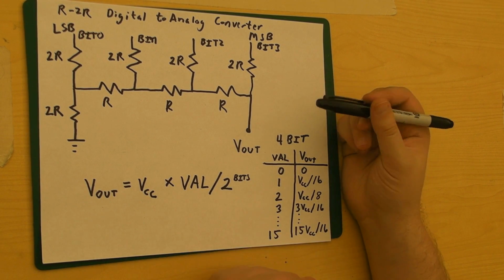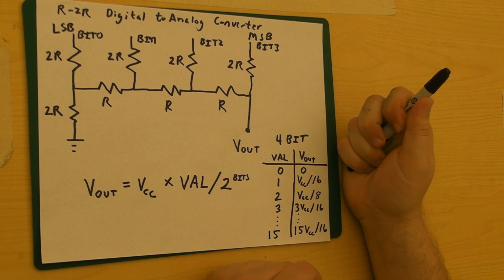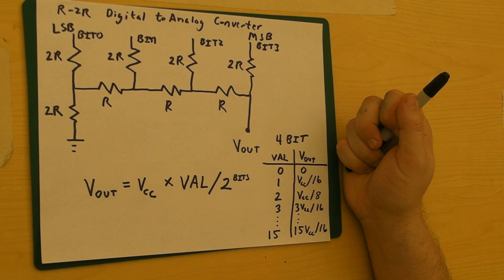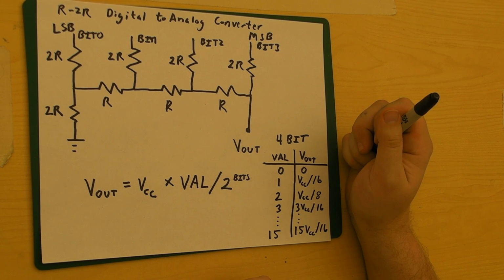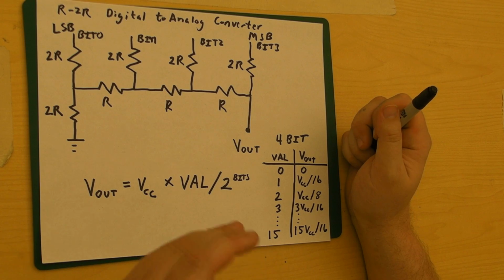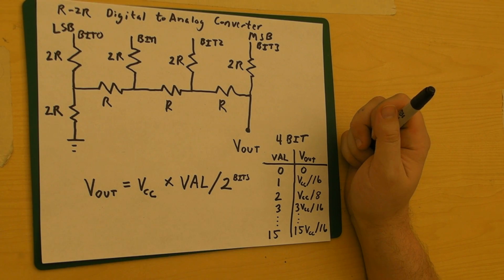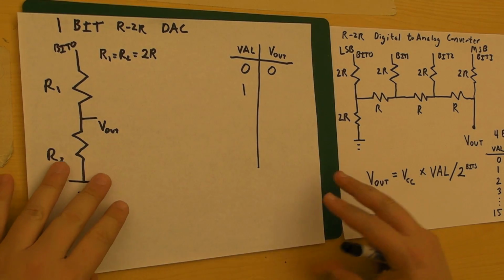Now, this seems like a really complex circuit. Do we really believe this formula? Let's take it one bit at a time to see if we actually can understand what's going on here. Let's start with a 1-bit R2R digital analog converter. Now, not that that makes much sense, but it's a way to start out.